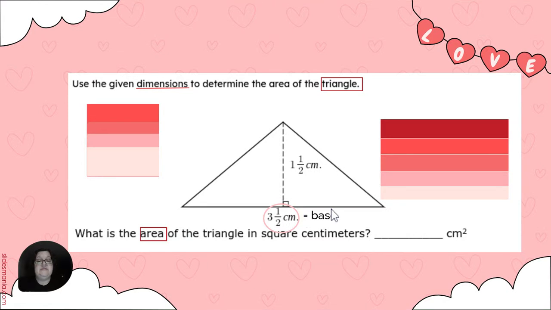Now, a little bit different, but not much different from the height of a parallelogram to the height of a triangle. The height of a triangle is actually going to be the perpendicular distance here from the opposite vertex to the base. So notice here I have that line going from this vertex to the base, and it is perpendicular to the base. So our height then is 1.5 centimeters.